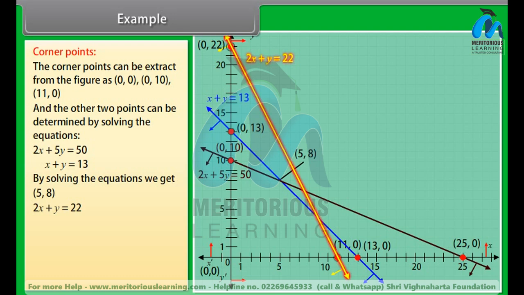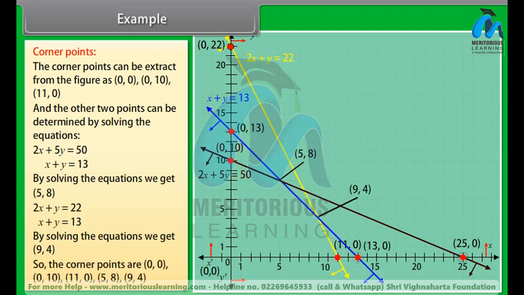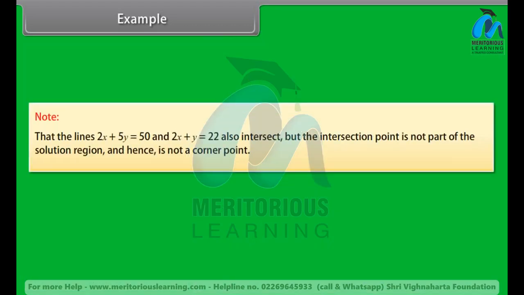2x plus y is equal to 22 and x plus y is equal to 13. By solving the equations, we get 9, 4. So, the corner points are 0, 0, 0, 10, 11, 0, 5, 8, 9, 4. Note that the lines 2x plus 5y is equal to 50 and 2x plus y is equal to 22 also intersect, but the intersection point is not part of the solution region and hence is not a corner point.